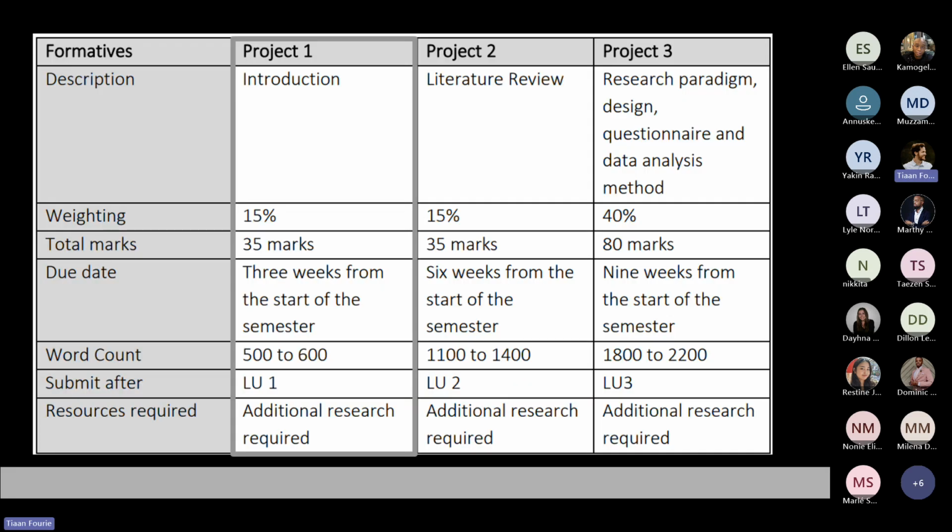Okay, like you guys can see here, 15%, 35 marks, 15%, 35 marks, 40% of the final mark, which is 80 marks. Projects 1 and 2, we're most likely not going to spend a lot of time on each of these, depending on how well you did in your research assignment for Introduction to Research and how many changes are required.